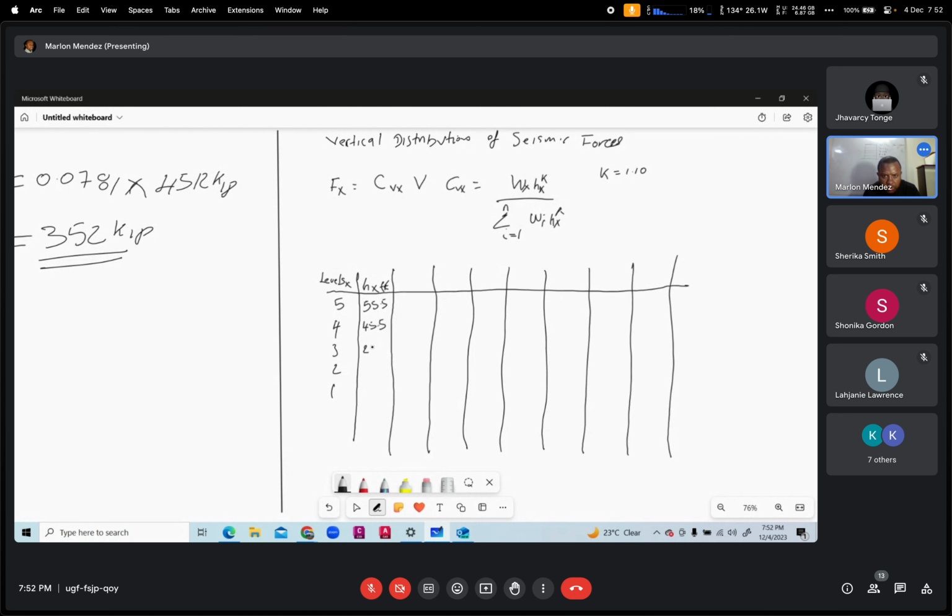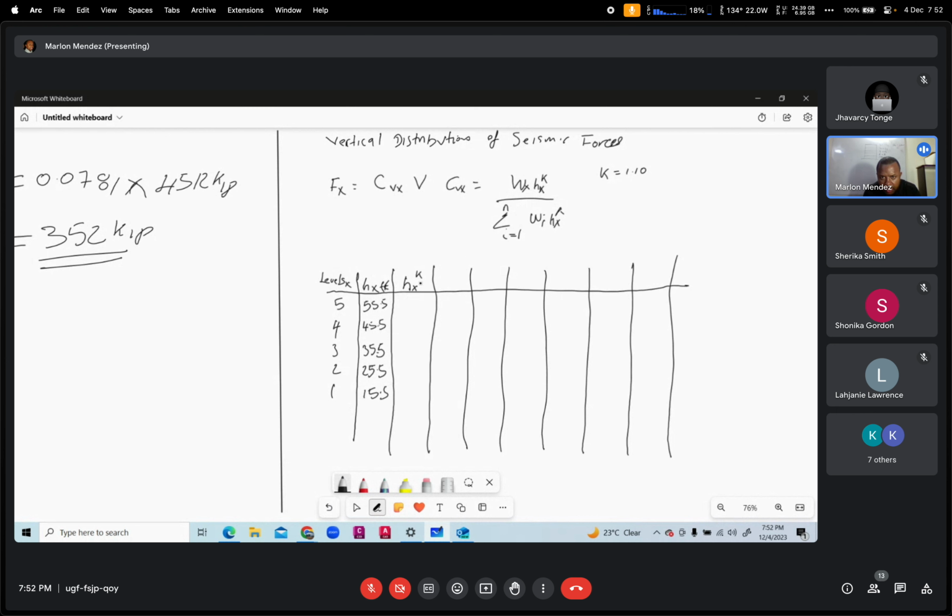What is this now? So this is 35. So you're going down by 10, and this is 25, and this is 15, from ground level. So we're actually defining each of these.